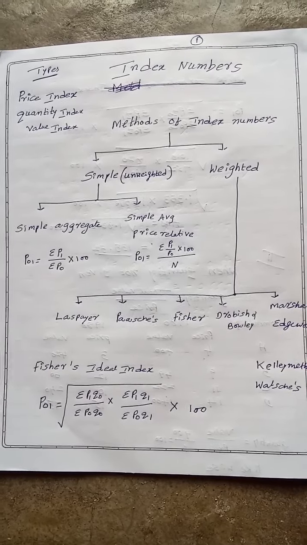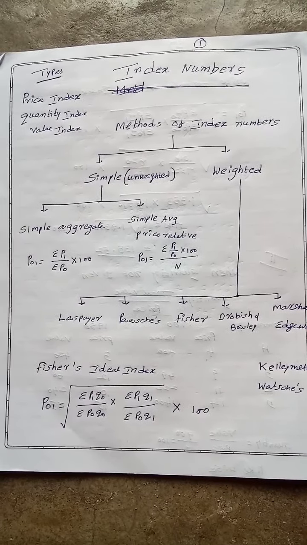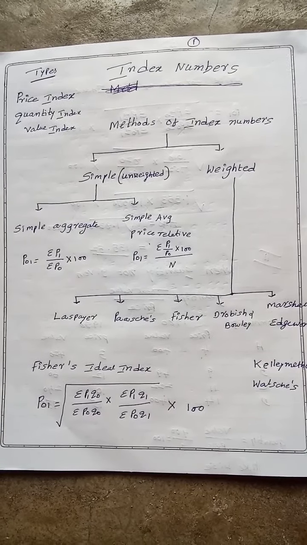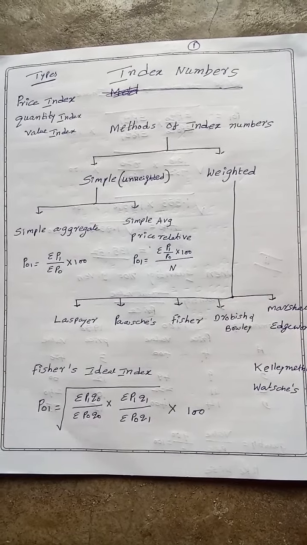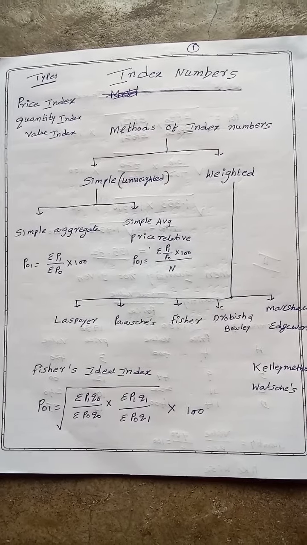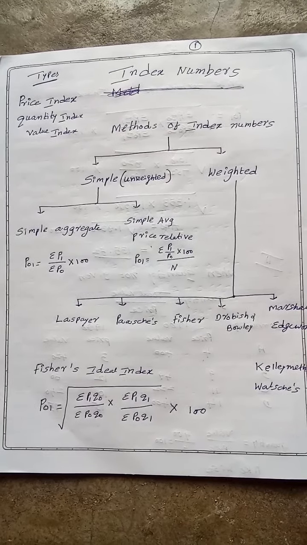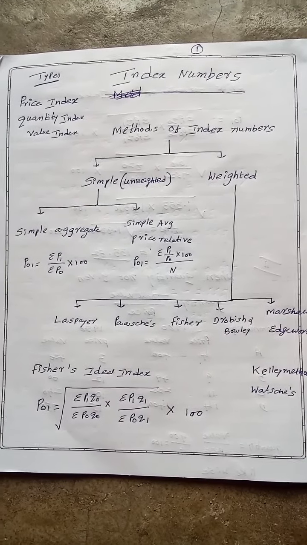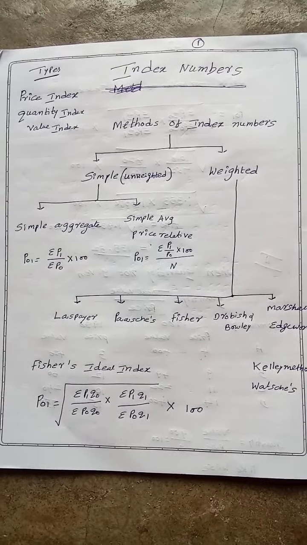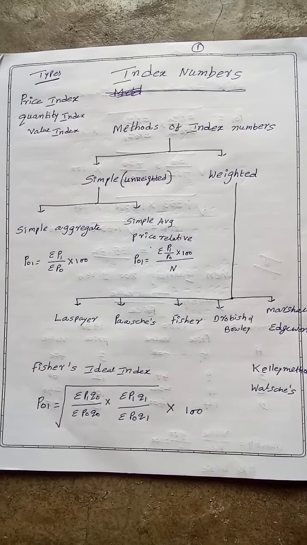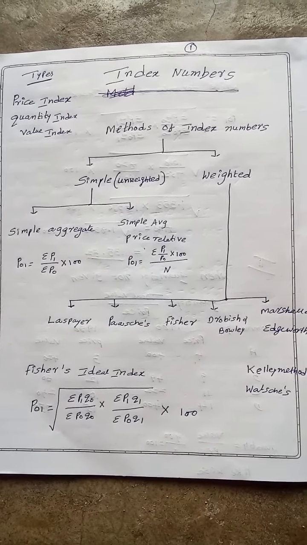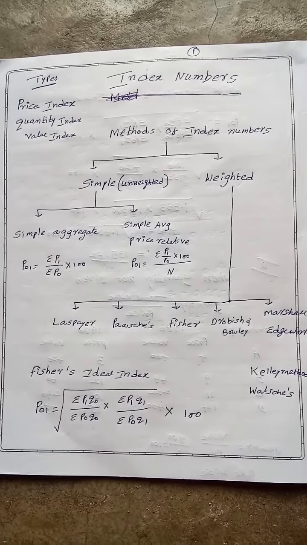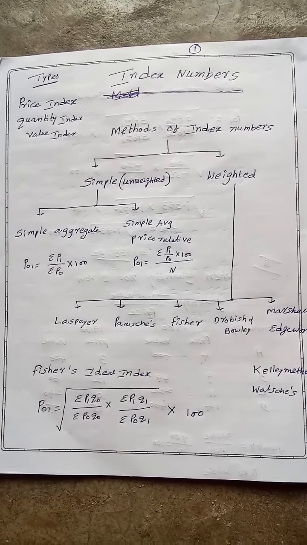P01 is equal to sigma P1 by sigma P0 into 100. Sigma P1 is the total of the prices in the current year. Sigma P0 is the total of the prices in the base year. When two years are given, the earlier year is known as the base year, and the next year is known as the current year. In case of the simple average of price relatives method, the formula is P01 is equal to sigma P1 by P0 into 100, by N. N is equal to the number of items.